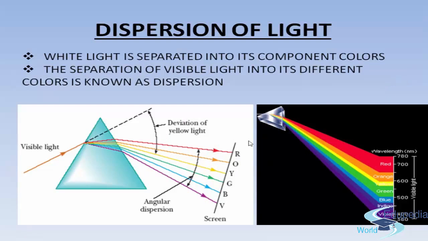White light is separated into its components. It has so many components. It has these 7 components, and it is dispersed into its 7 components. The separation of this visible light into its different colors is known as dispersion. So this is what is called dispersion.